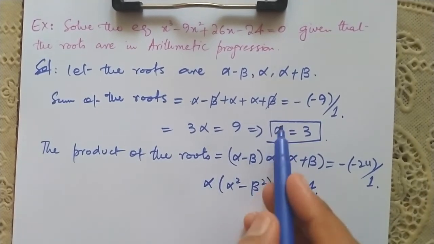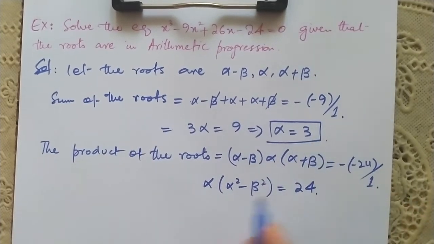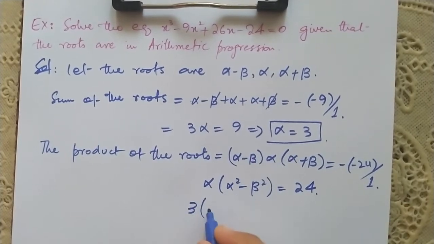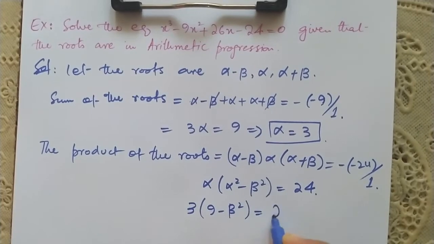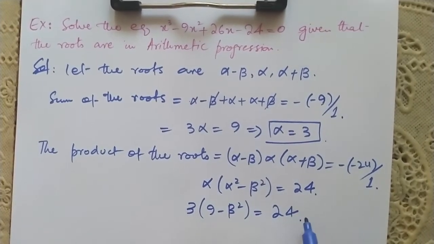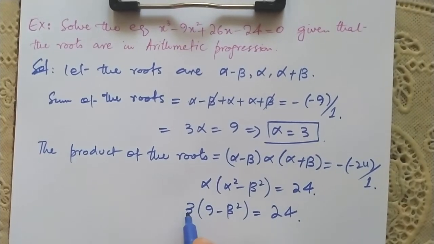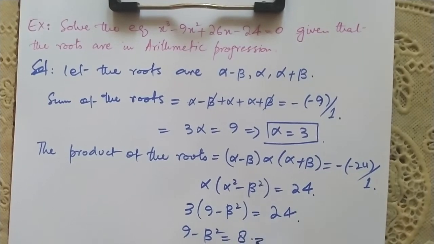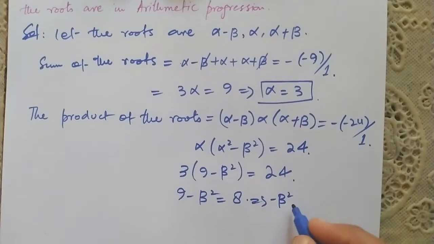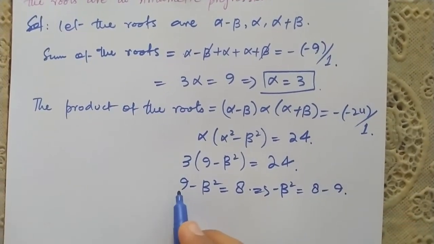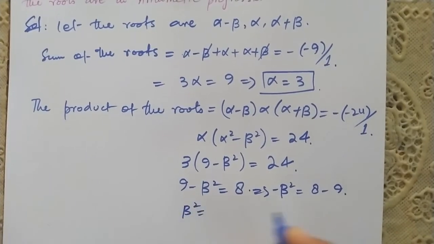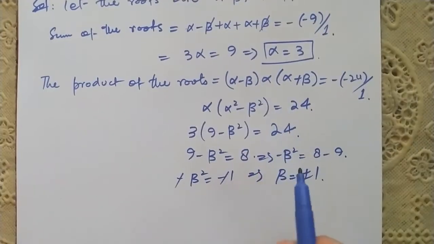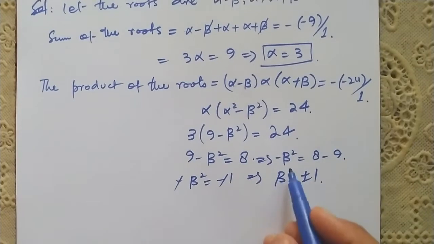Now you have the value of alpha. Just put the value of alpha in this equation. The value of alpha is 3, so write 3 times 9 minus beta square is equal to 24. To solve this equation for beta, first divide 24 by 3. You have 9 minus beta square is equal to 8. Then minus beta square is equal to 8 minus 9, so minus beta square is equal to minus 1, and we have beta equal to plus or minus 1. So the value of alpha is equal to 3, but the value of beta will be plus 1 or minus 1.